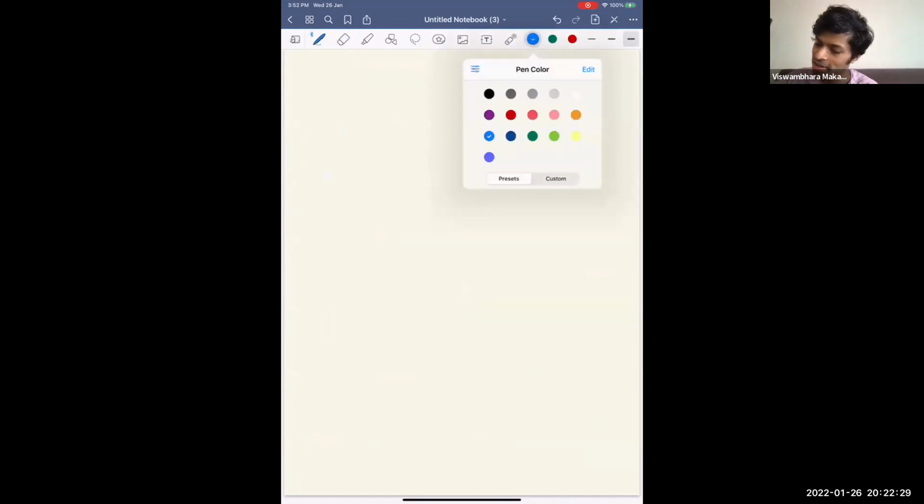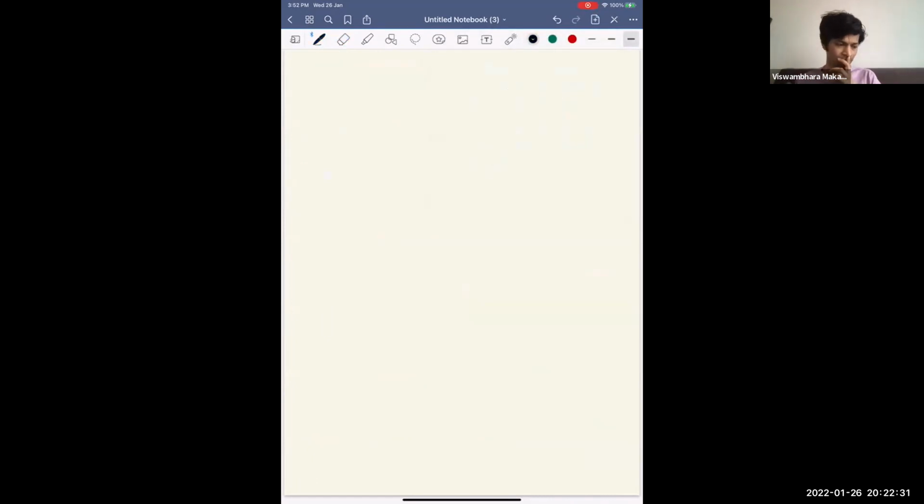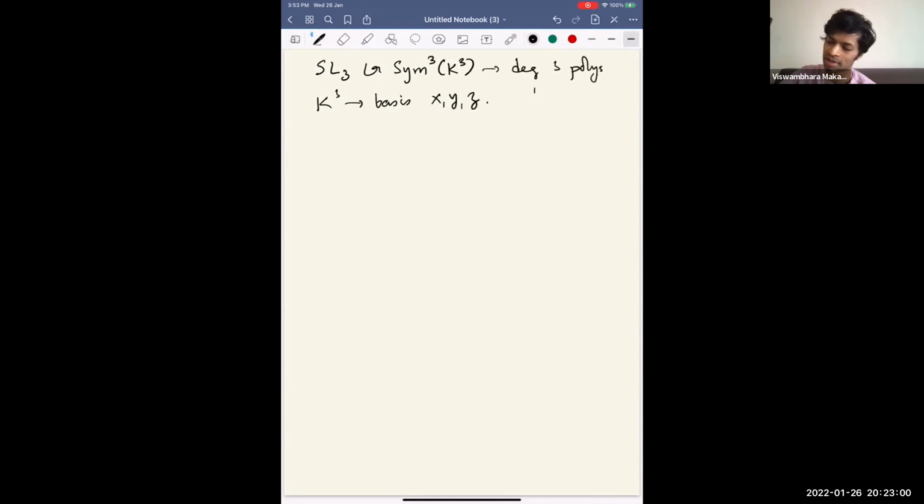But let me first tell you a little bit about the tools that we have. To tell you what the tools are, I will first explain an example with a different guy. Again, for the most part of this talk, the action that I'm going to be interested in is SL3 on Sym^3 K^3. K^3 is going to have basis x, y, z, and I'm looking at degree 3 polynomials in x, y, z.